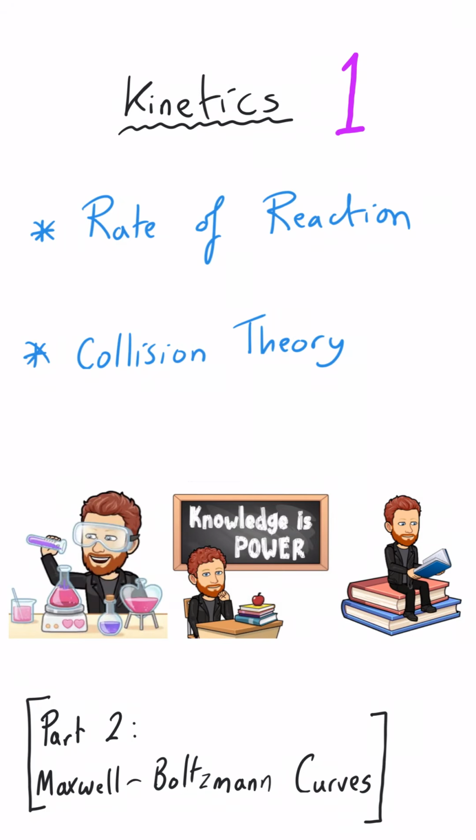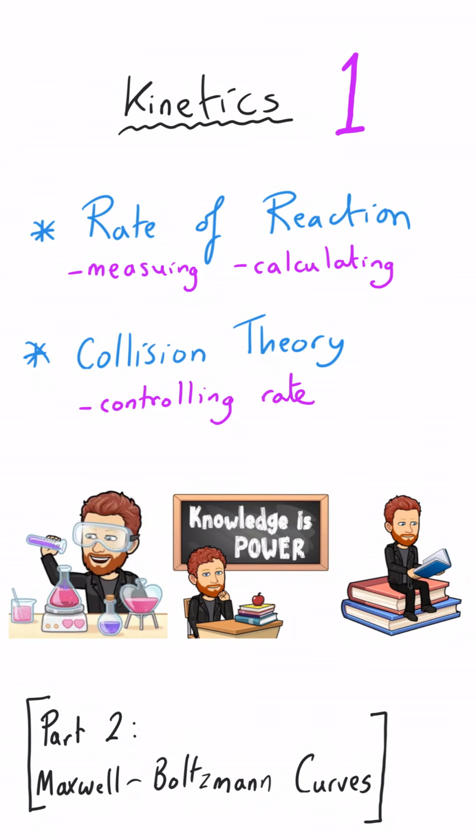Hello everybody and welcome to this first video about the kinetics topic from A-level chemistry. In this video we'll be taking a look at how we can measure the rate of a reaction and also at collision theory, which is how we can control the rate that chemical reactions occur.